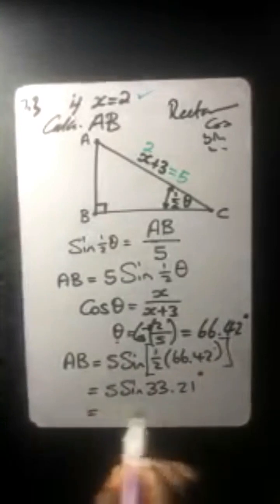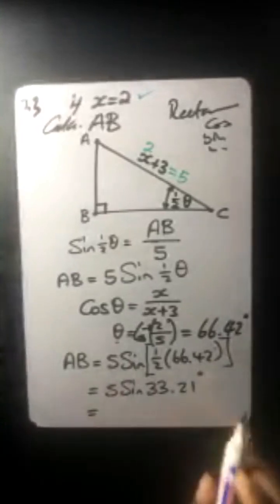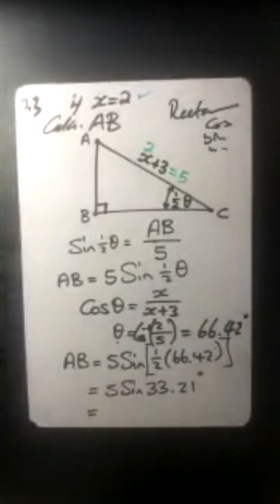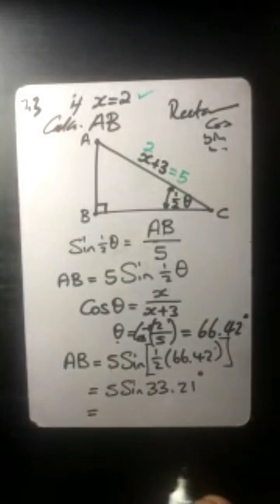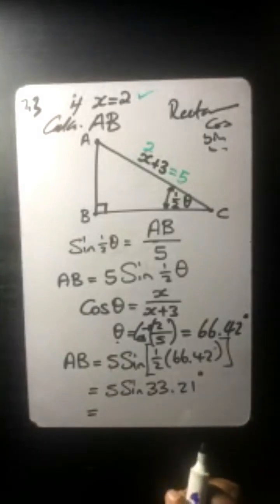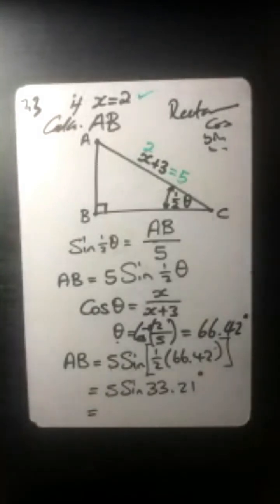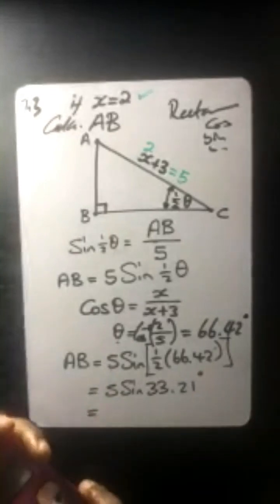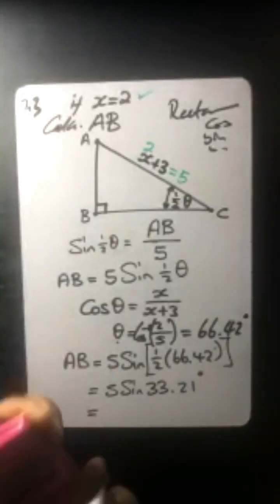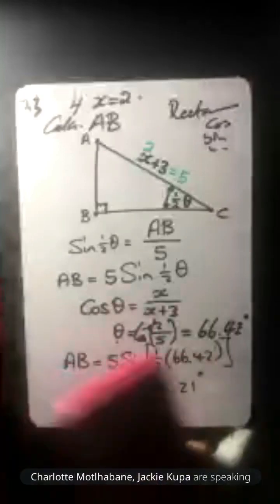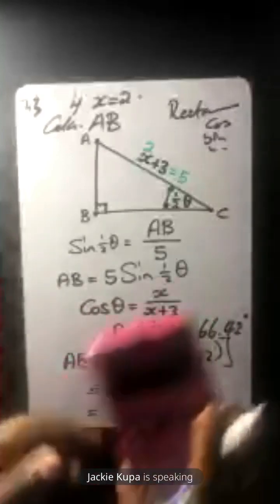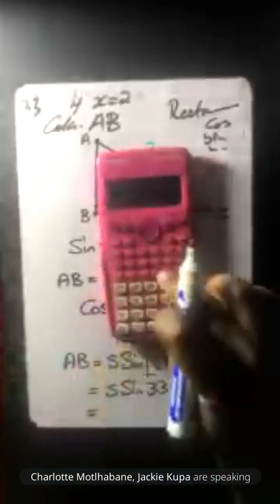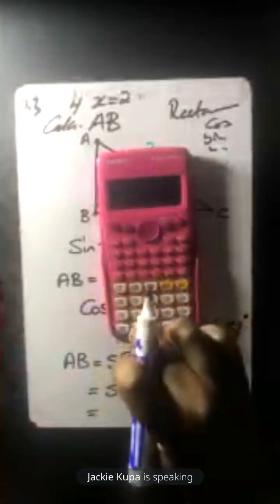Are you guys getting an answer there? What is the answer for that one? 2.74. 5 sine 33.21 gives 2.74.